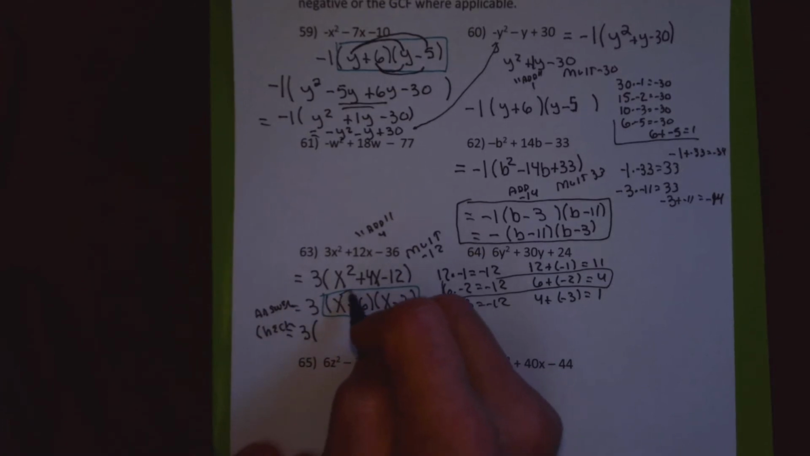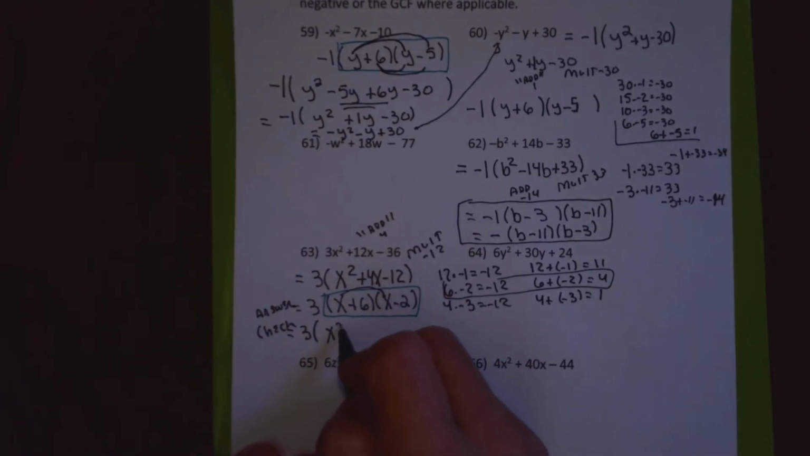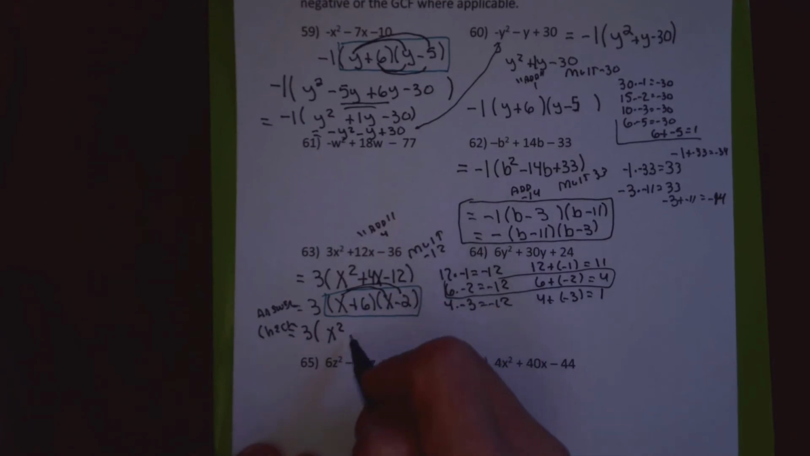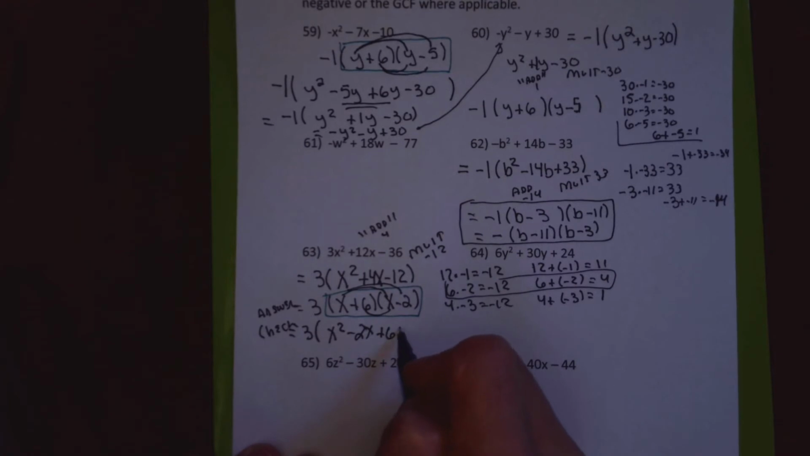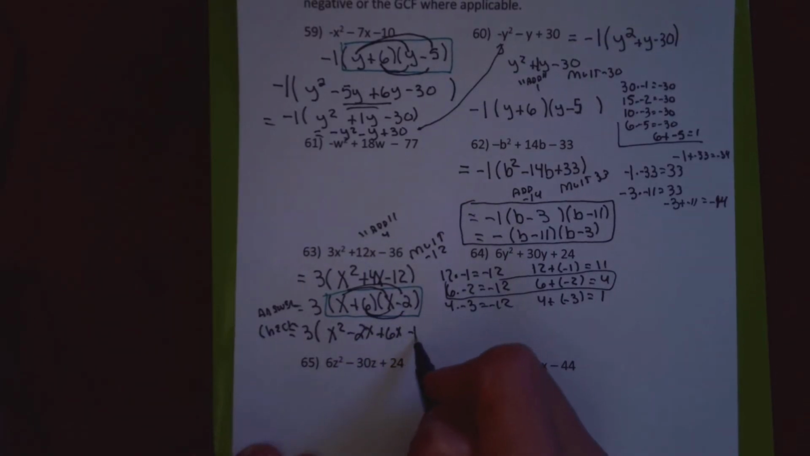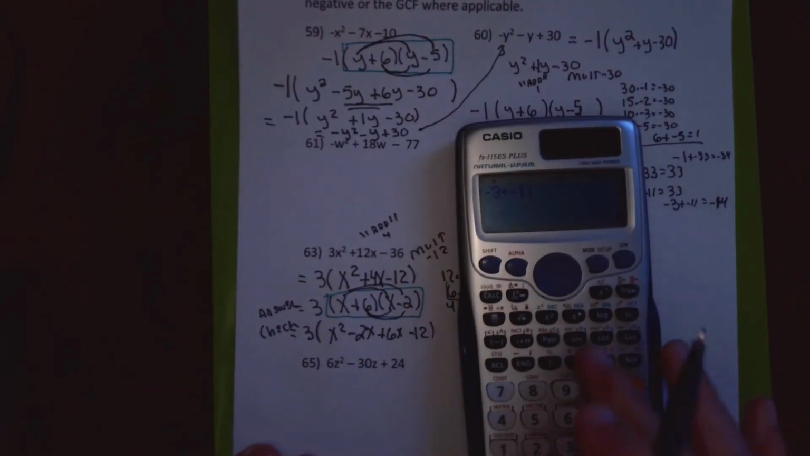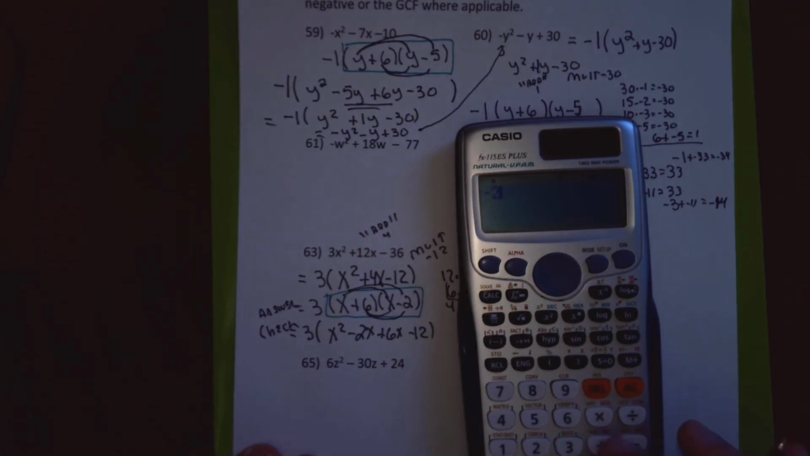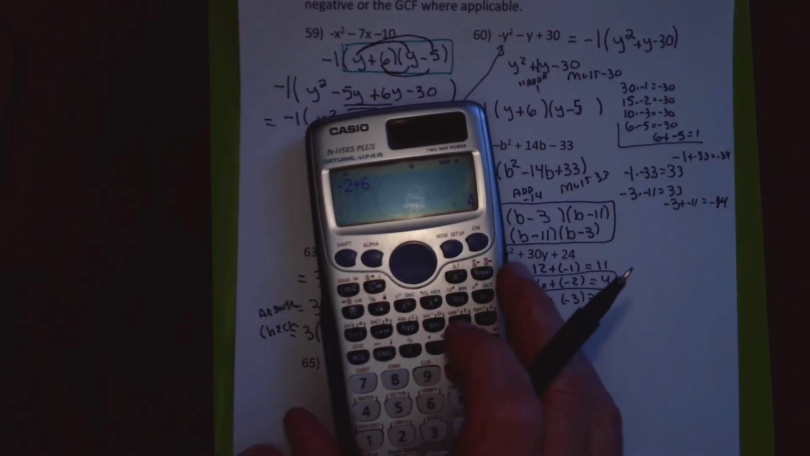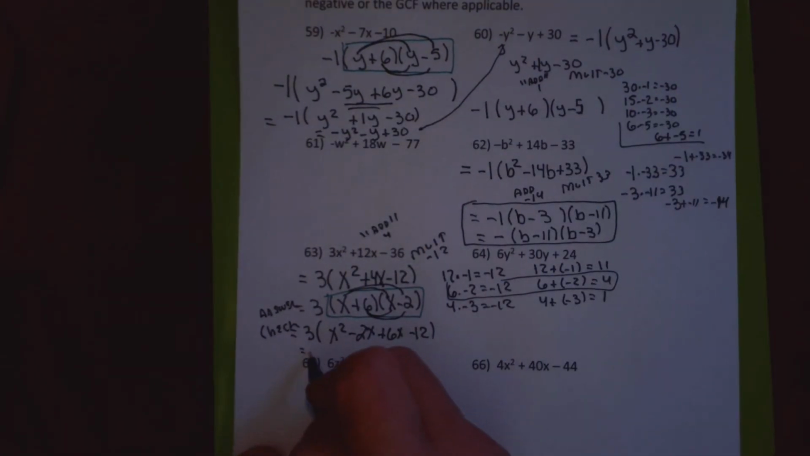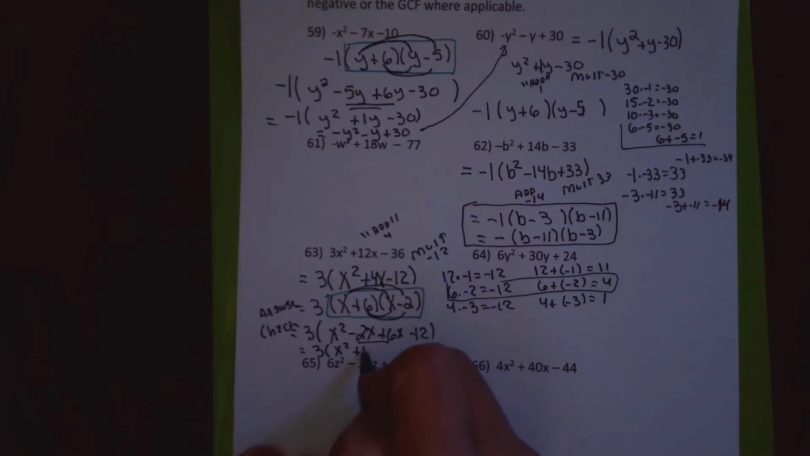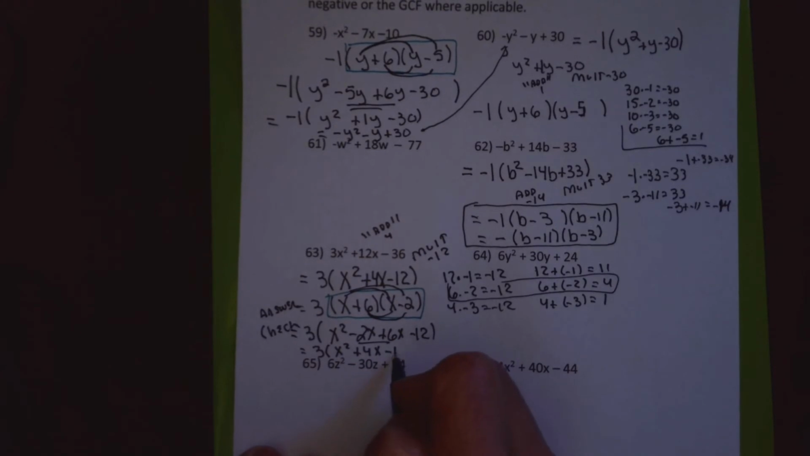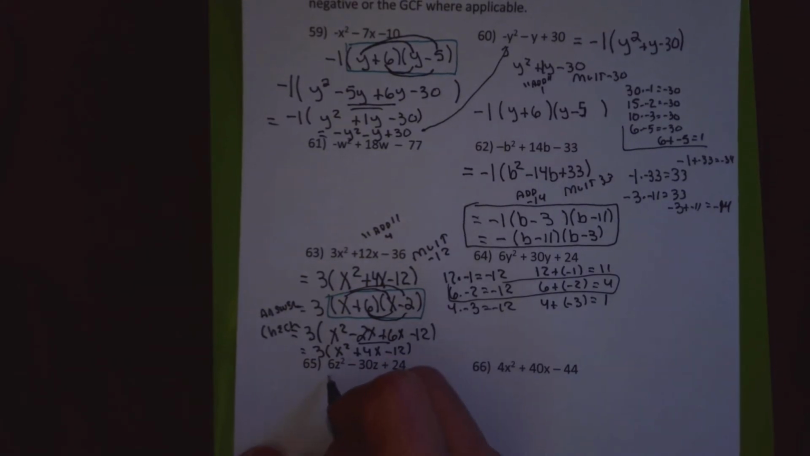I'm going to go x times x, get x squared, x times -2 and get -2x, 6 times x and get plus 6x, 6 times -2 and get -12. Now the -2x plus 6x will combine to be a 4x. So this is going to be 3, and then I'll get times x squared. Those combine to be 4x, and this stays a -12. And now I'm going to clear the parentheses.